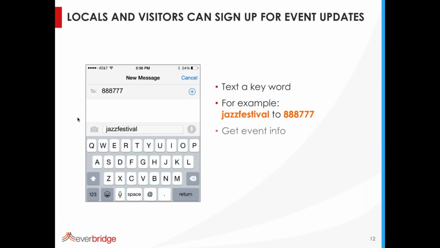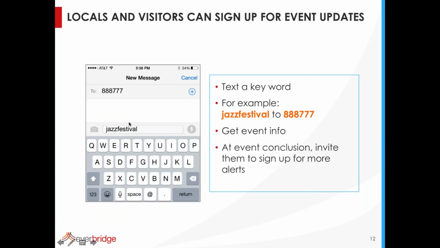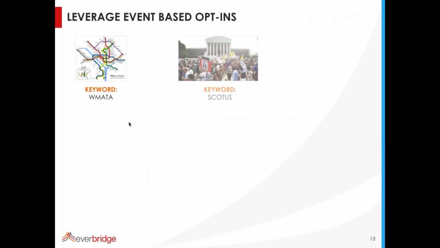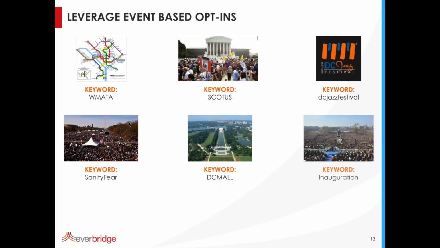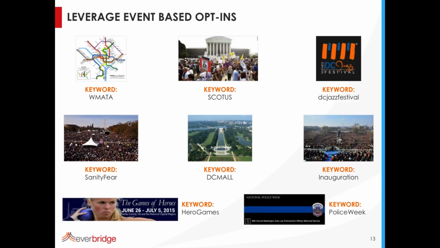Right? Now, from a resident's perspective, again, very easy. Text Jazz Festival to 888-777, but they are only signing up to this particular group. So this is not the same as the zip code opt-in where there are multiple agencies that they're opting into. They're just opting into your group. They want to stay updated about the Jazz Festival. So again, very easy not only to set up the group, but for residents to actually opt in.